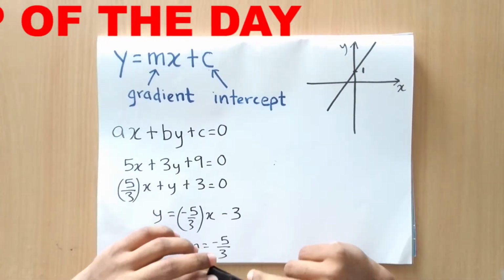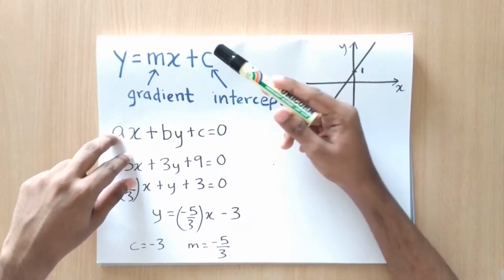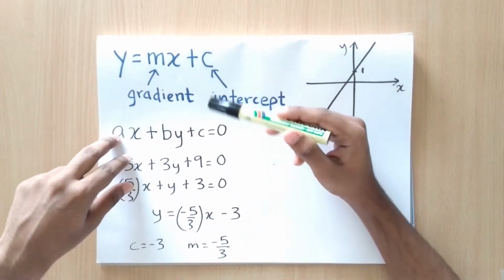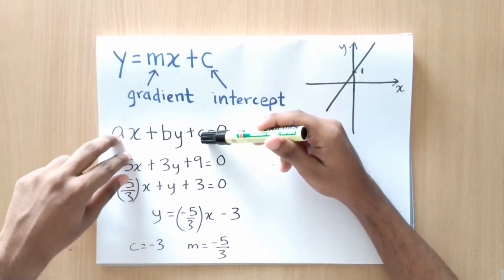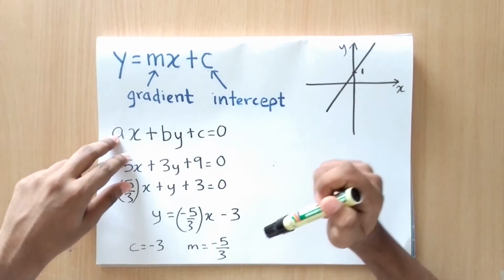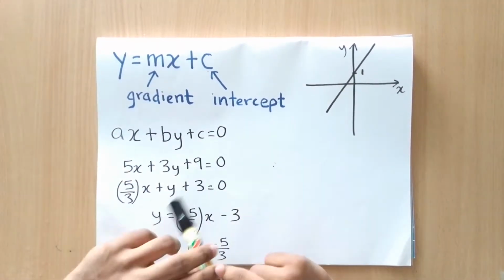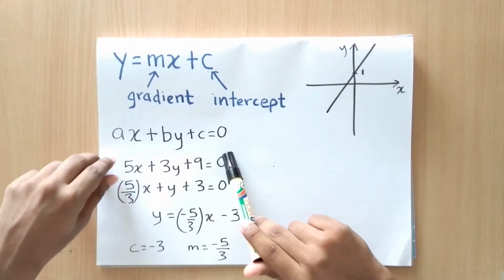Now for the tip of the day. Do not confuse between the c in this equation and the c in this equation. Here c refers to a constant, but here c is the y-intercept. However, you can find the intercept of an equation by rearranging this equation.